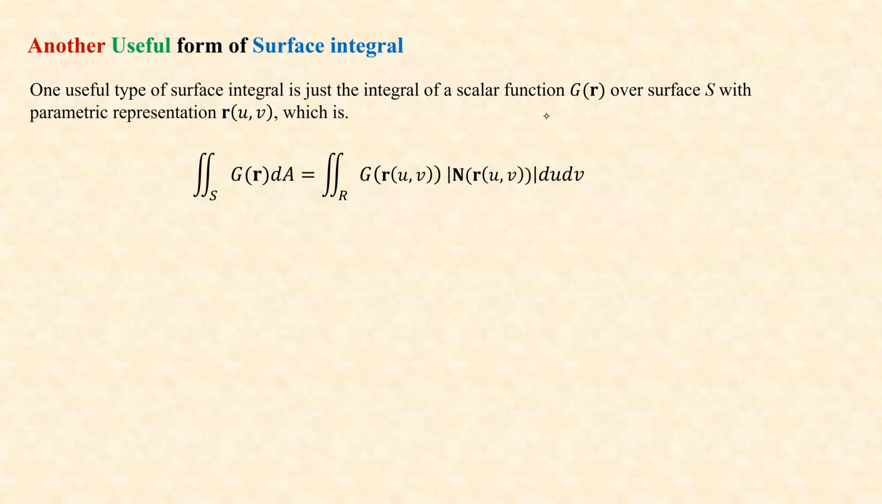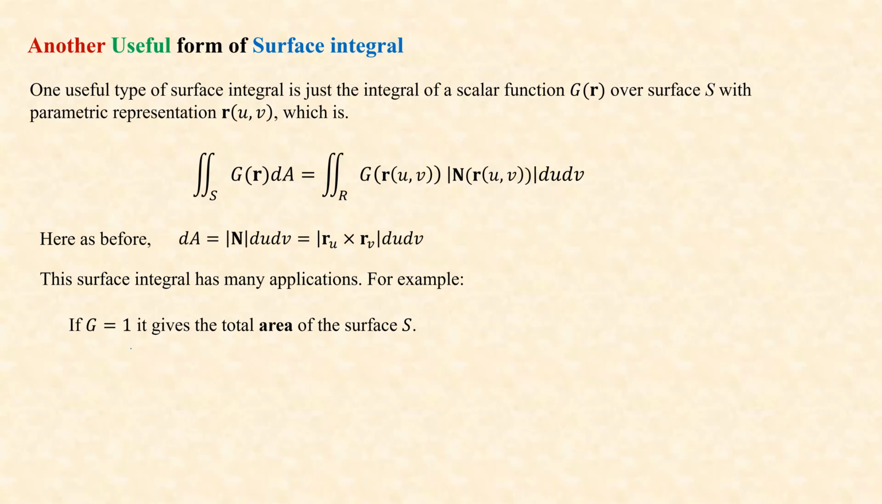Another useful form of surface integral is when you don't calculate the normal component. It's not a flux. It's just a scalar function g as a function of r. Of course, r is a function of u and v, and dA can be written as magnitude of n du dv. This has its own usefulness. For example, if g is 1, this becomes total area. If you put g equal to 1, you get the double integral of dA.